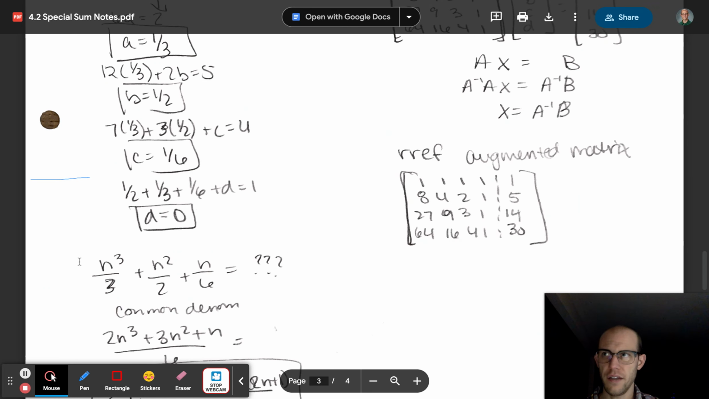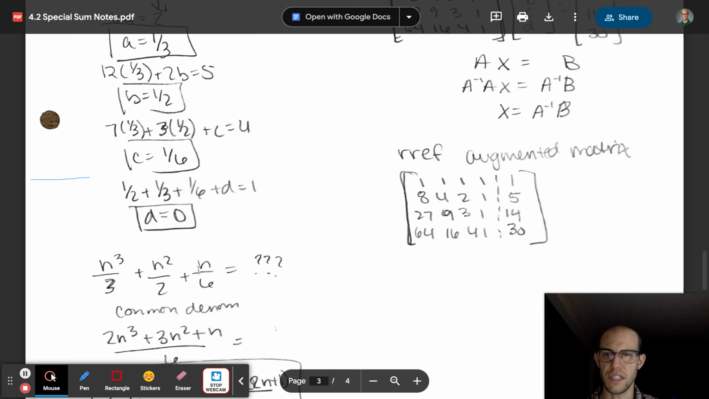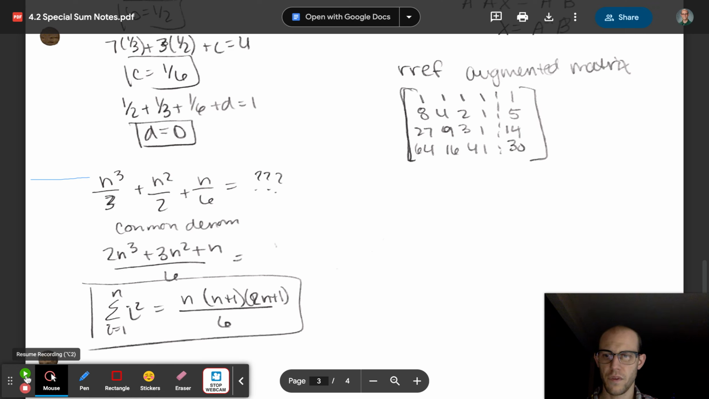So a times n to the third, a was 1/3. B was half, so n squared times 1/2. And C is 1/6, so n times 1/6. And D is 0, so I don't need to write it. So what does that equal?